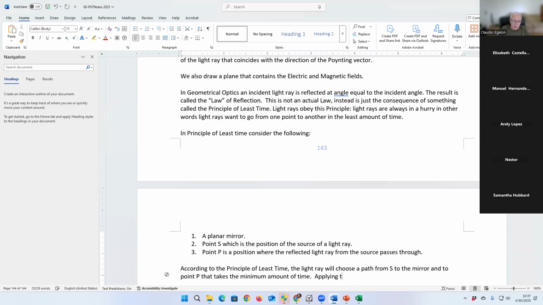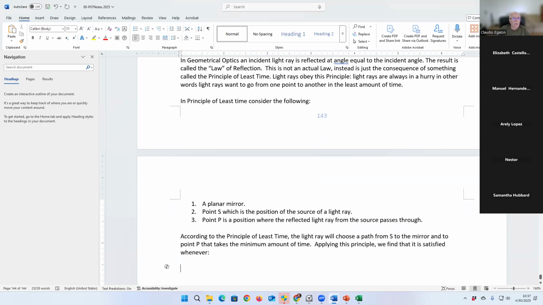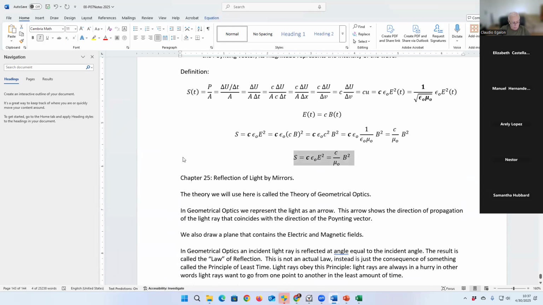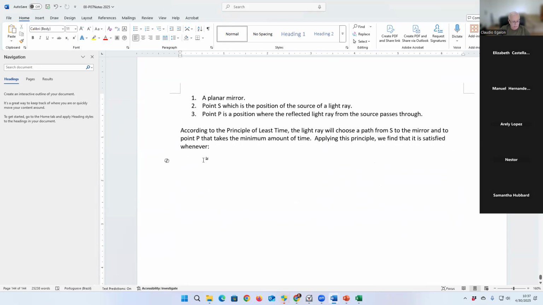Applying this principle, we find that it is satisfied whenever the angle of incidence of the light ray is equal to the angle of reflection of the light ray. Reflection, right, like that.